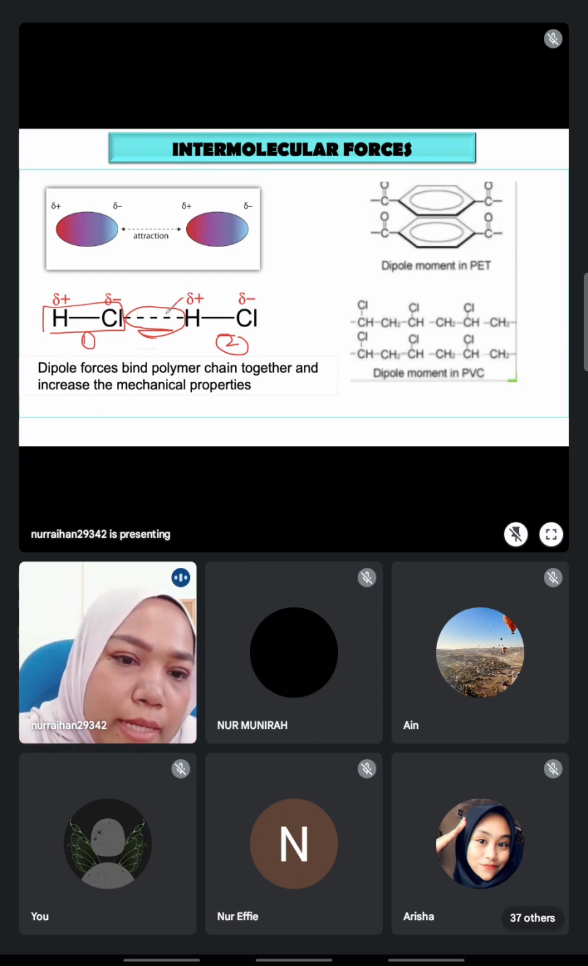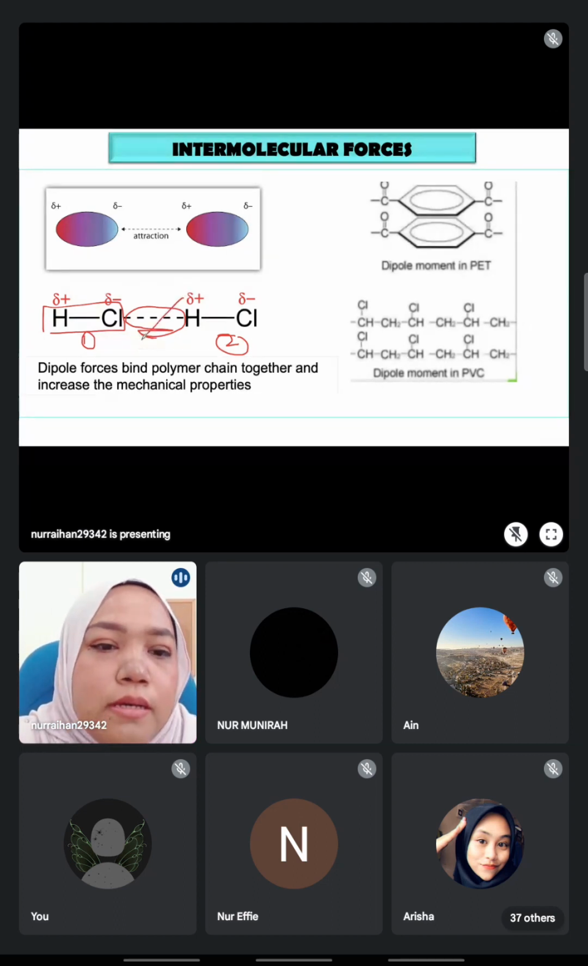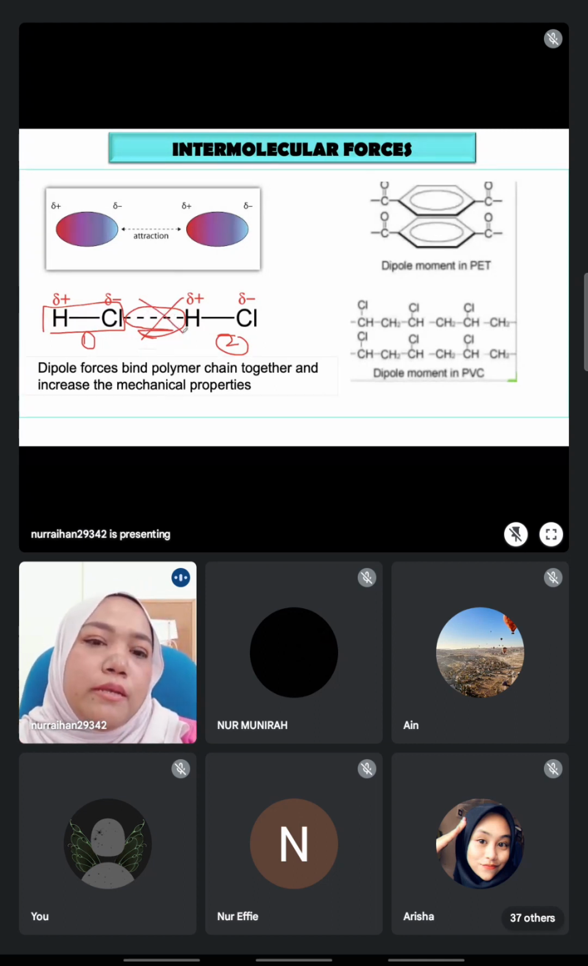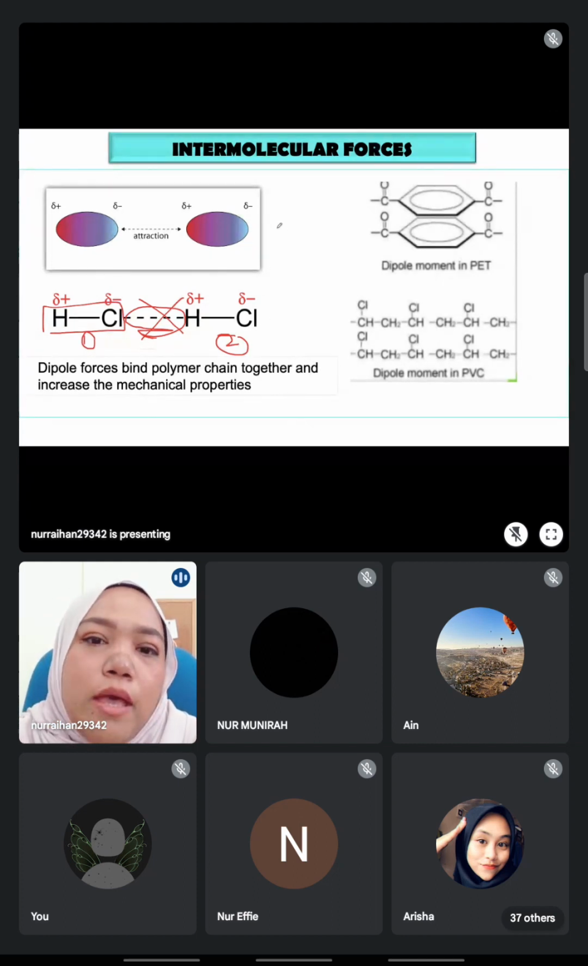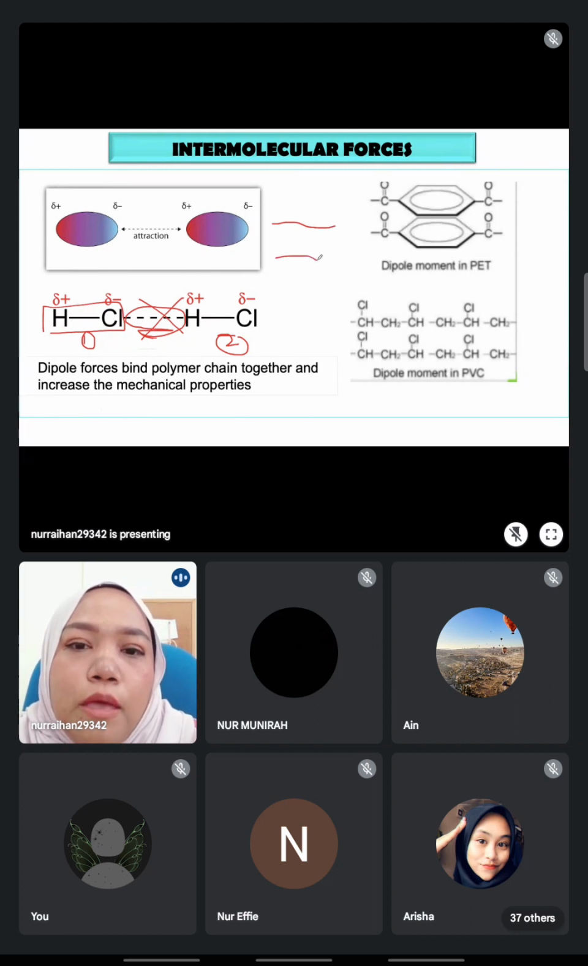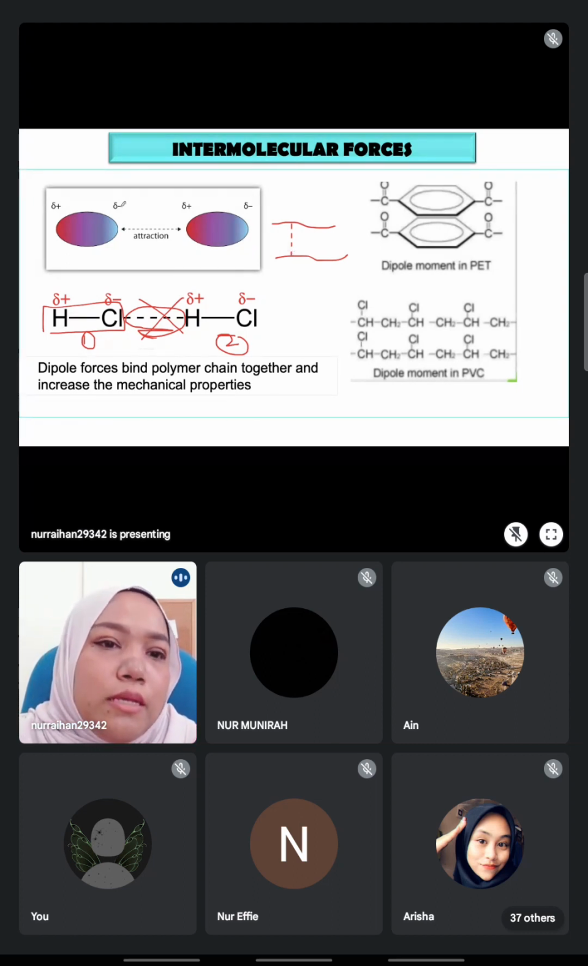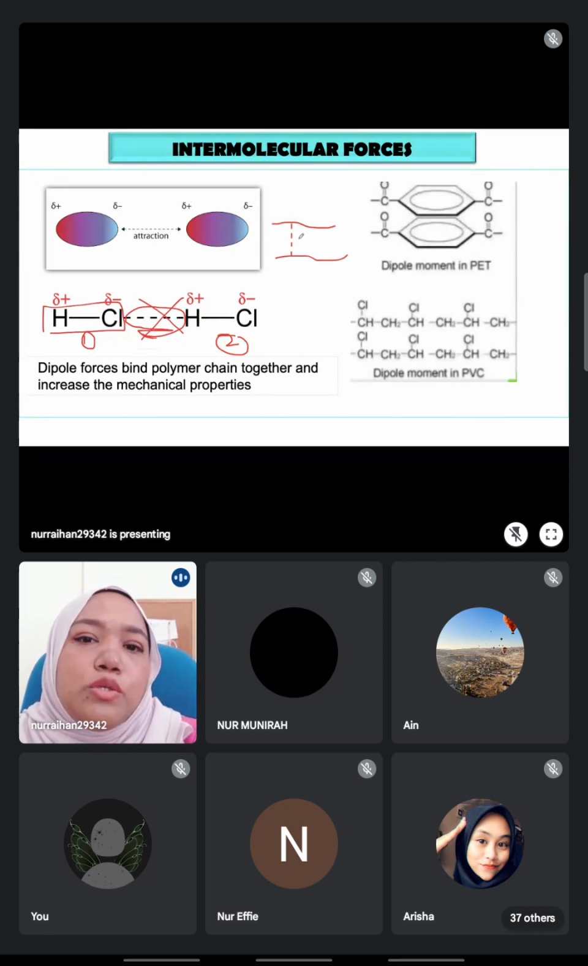But this one, when you apply the heating, you heat this polymer, okay, this one can be broken. Okay, this is a dipole force. And dipole forces also arise in the polymer. Let's say you have this polymer chain, okay? So this can be linked together via this dipole forces because of the attraction between electronegativity, okay, between the positive charge and negative charge, okay. So this one can be linked by the dipole forces.